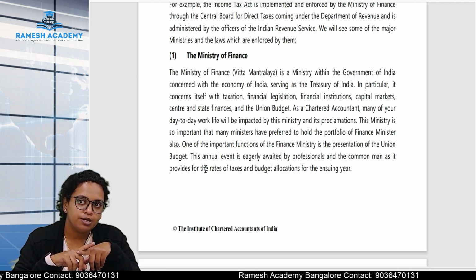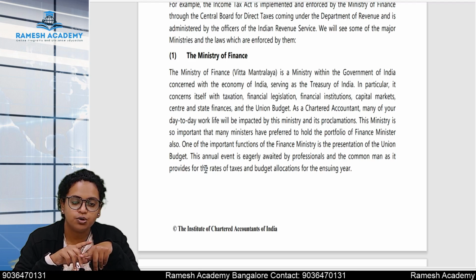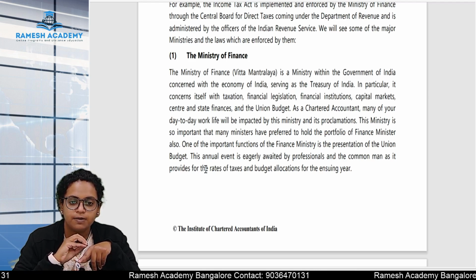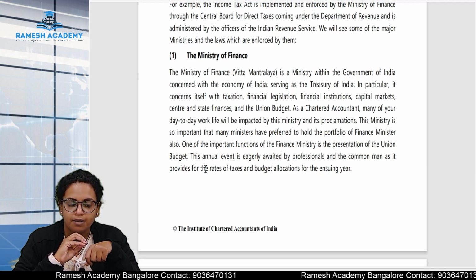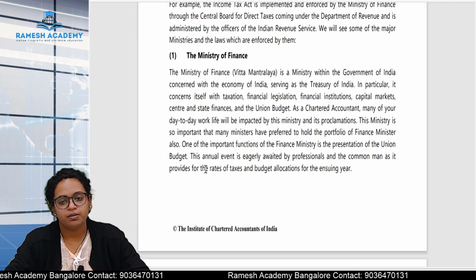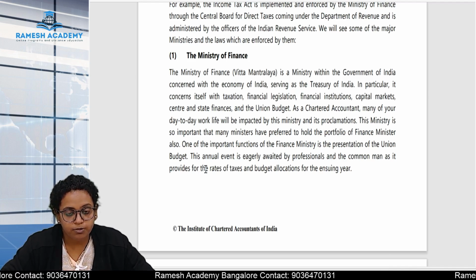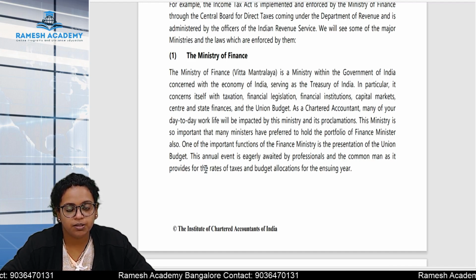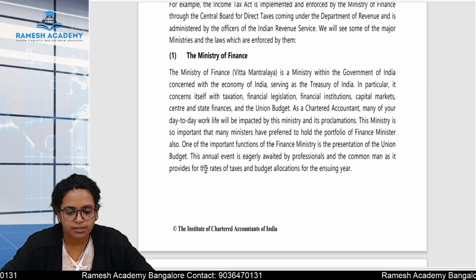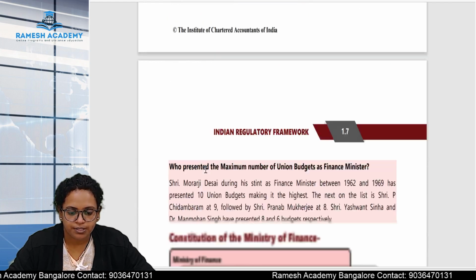So it also impacts your day-to-day activities, it also impacts your petrol rates, it also impacts your tax rate, it also impacts the amount that has to be given for getting a product, for manufacturing. So it all depends upon the budget that is given every year in the month of Feb. So the finance minister provides the presentation of the union budget. This annual event is eagerly awaited by professionals and the common man, as it provides the rates of taxes and budget allocation for ensuing year.